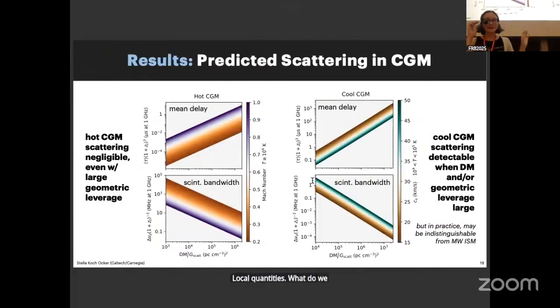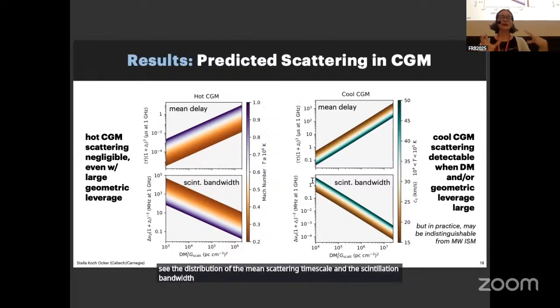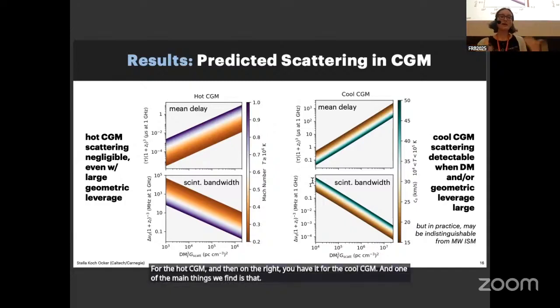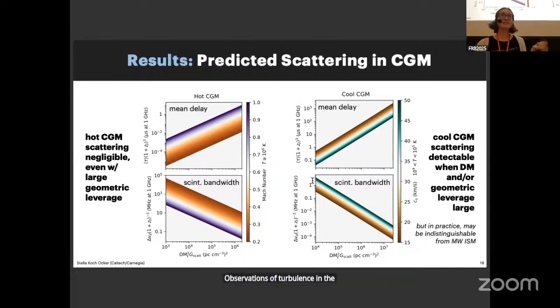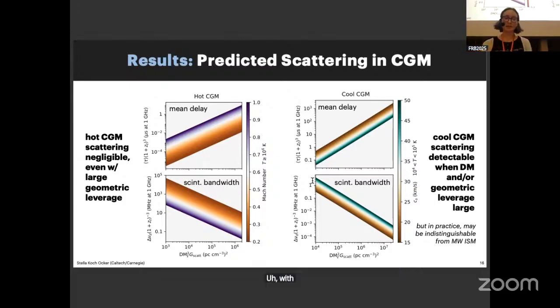What do we get for scattering? So here on the left, you can see the distribution of the mean scattering timescale and the scintillation bandwidth in the scattering lens frame for the hot CGM. And then on the right, you have it for the cool CGM. And one of the main things we find is that, unsurprisingly, observations of turbulence in the hot CGM indicate that you would get negligible scattering regardless of if your halo happens to be placed fortuitously along the line of sight with large geometric leverage. By contrast, in the cool CGM, you can actually have detectable scattering, but only in cases where your DM and geometric leverage are large.